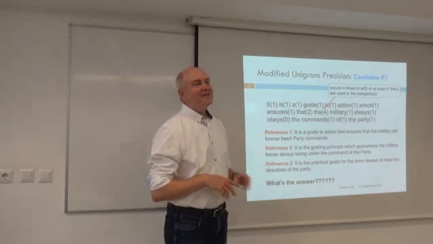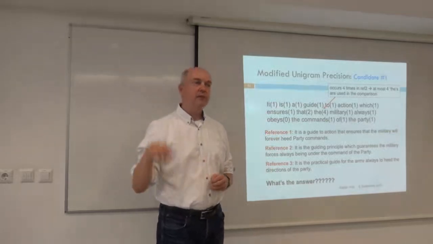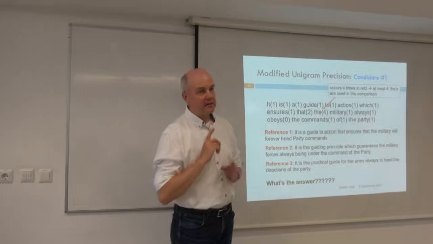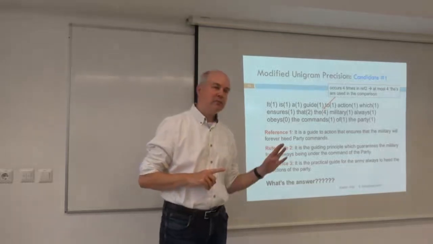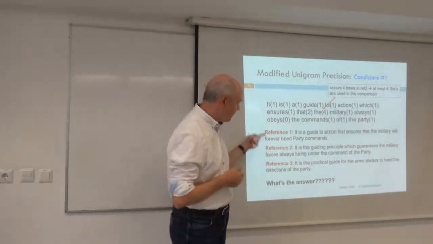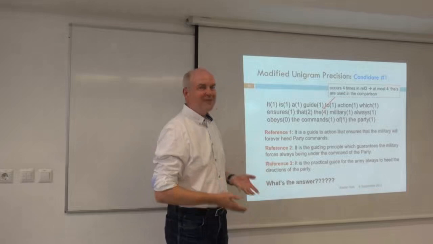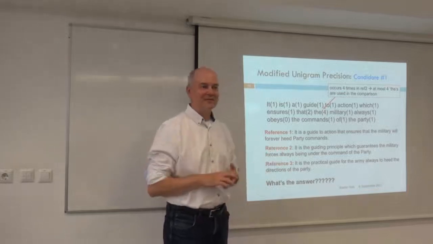So whenever you see a Bleu score listed anywhere, make sure you understand against how many reference translations it has been computed. In 99% of the cases, it will be one reference translation. But if people have multiple reference translations, their systems look better. And just be careful about this.